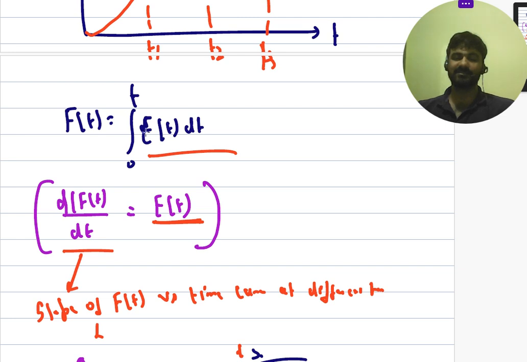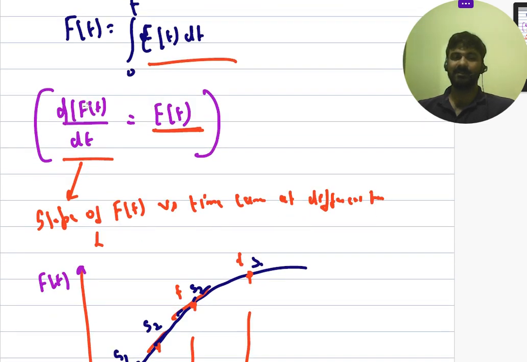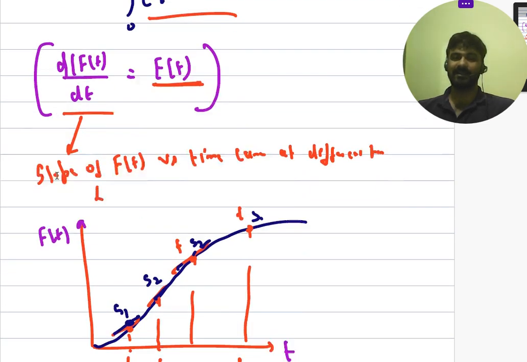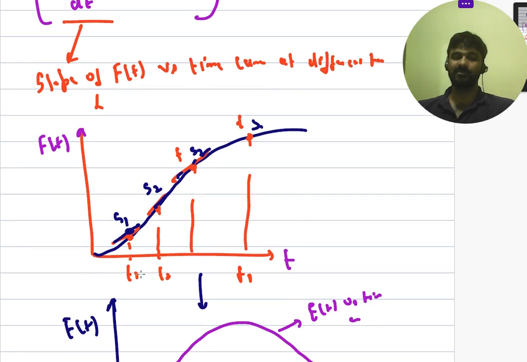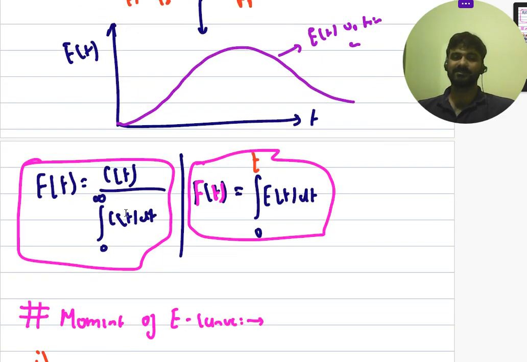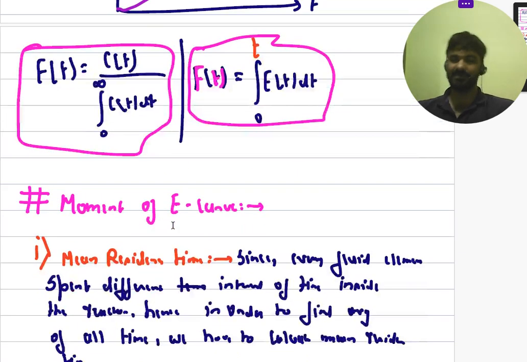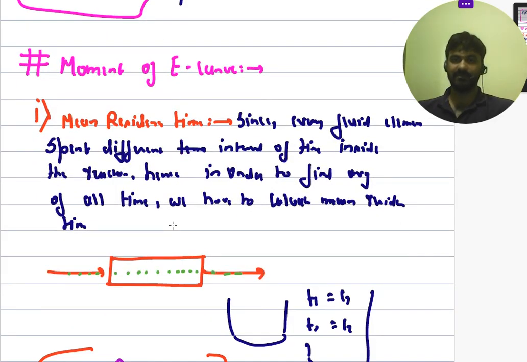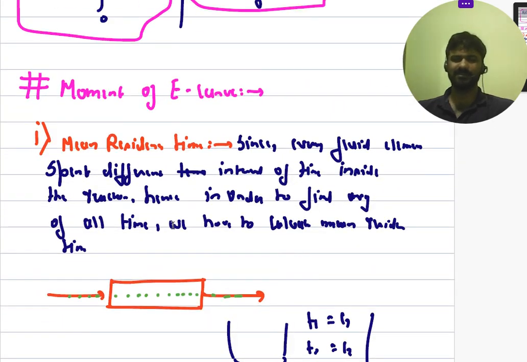So F(t) is defined as the integral from 0 to t of E(t) dt, and if I differentiate dF/dt, you will get E(t). So if you have an F(t) versus time curve, at every time you can calculate the slope of the F(t) versus time curve, and if you plot the slope at every point, you will get the value of E(t), right? So E(t) equals C(t) divided by the integral from 0 to infinity of C(t) dt, and F(t) equals the integral from 0 to t of E(t) dt, or dF/dt equals E(t). That is a very, very important parameter. You should understand this, and mostly questions have been asked based on these formulas. Okay, so that is a very important thing.